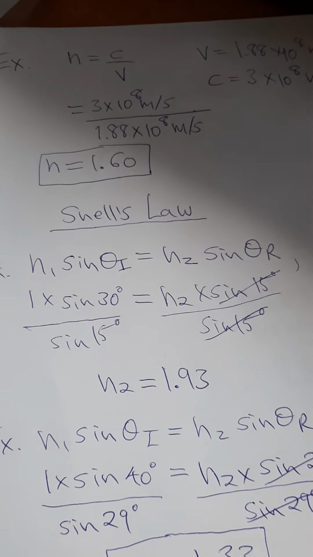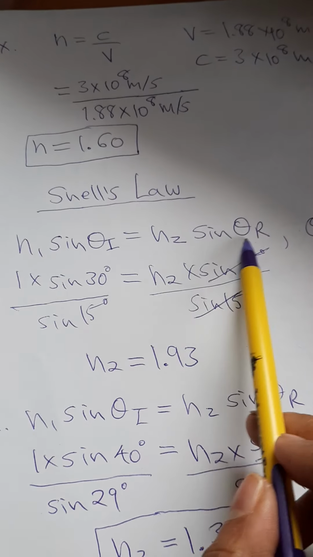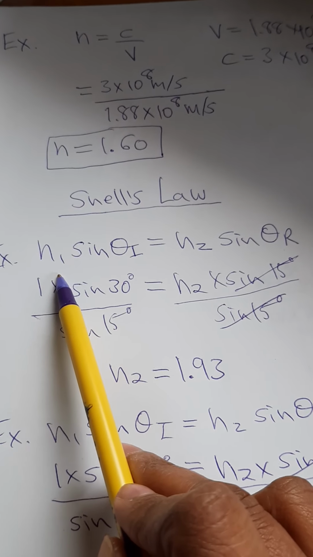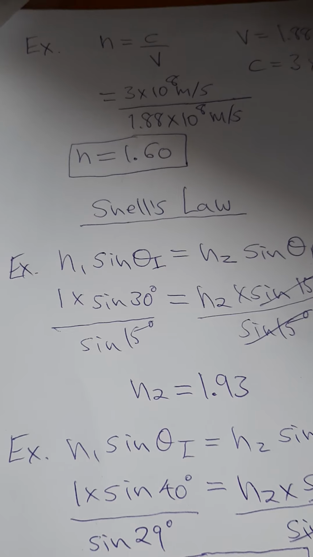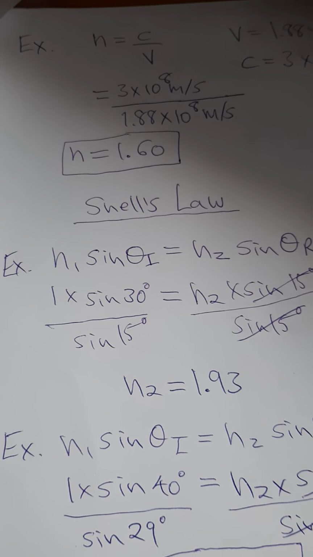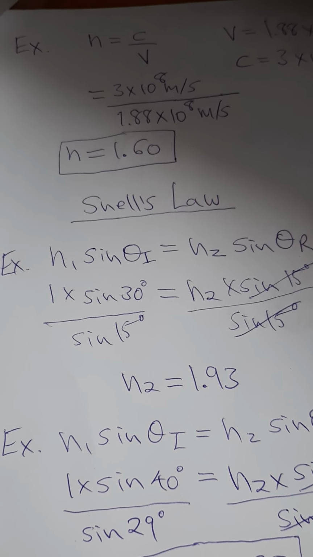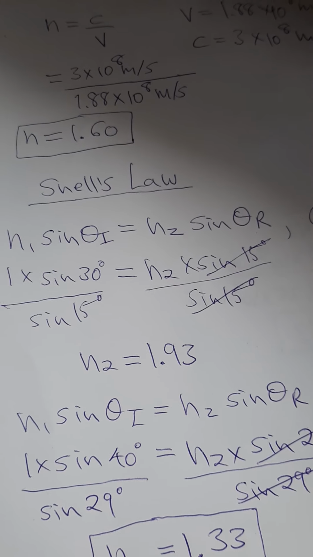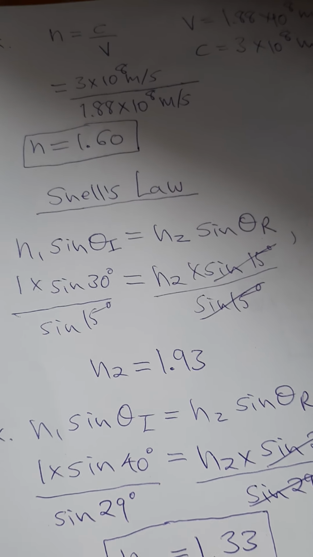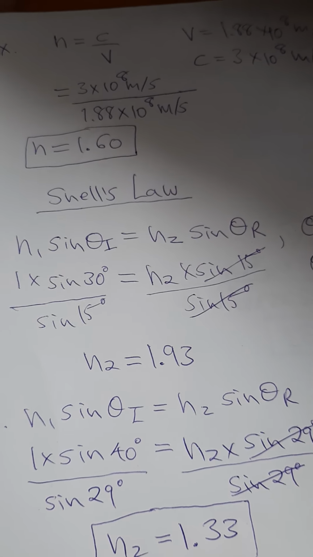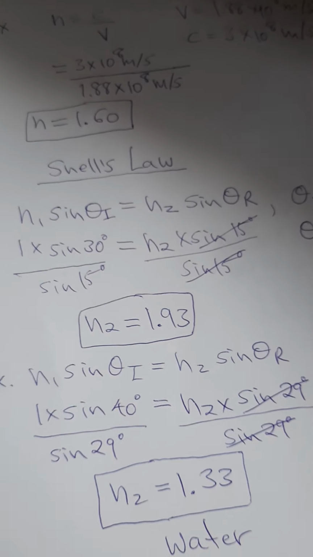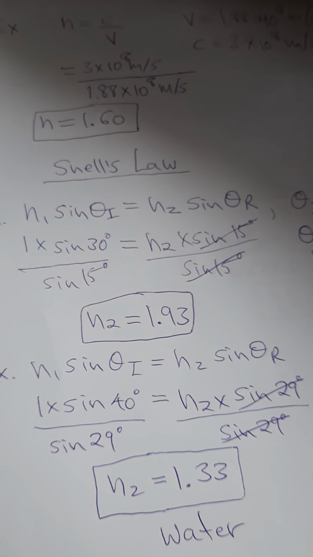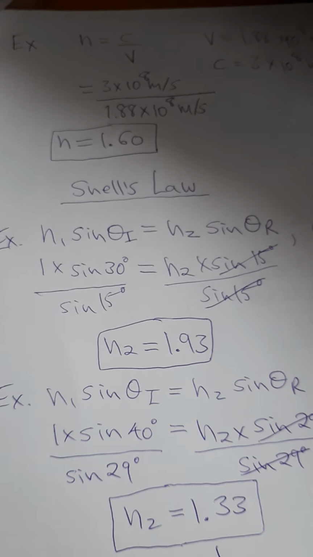We also covered Snell's law. Make sure you are memorizing the formula. N1 and N2 represent the indices of refraction, theta I represents the angle of incidence, and theta R is the angle of reflection. Then you just plug in your values. Again, make sure you box your final answer, that way you know that it is correct.